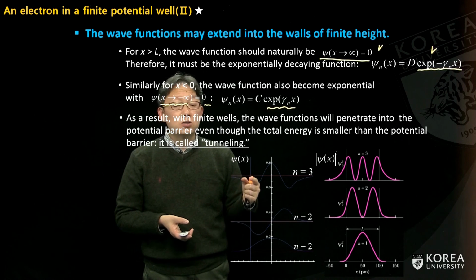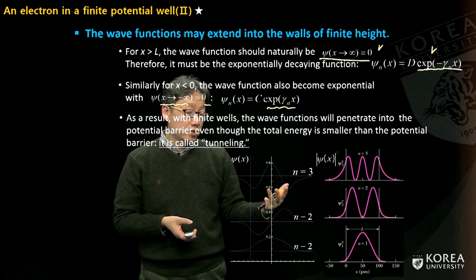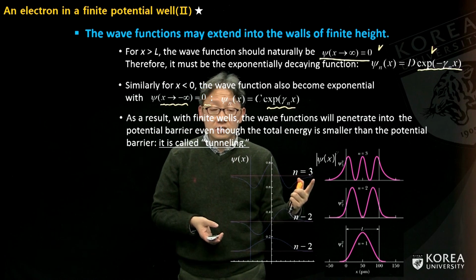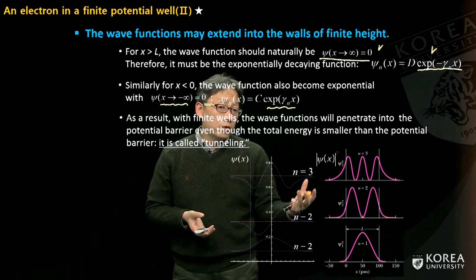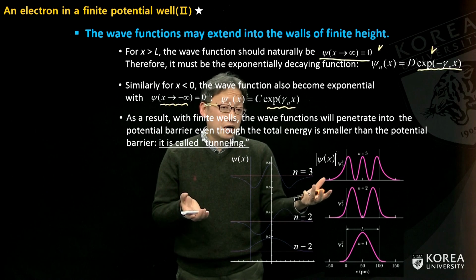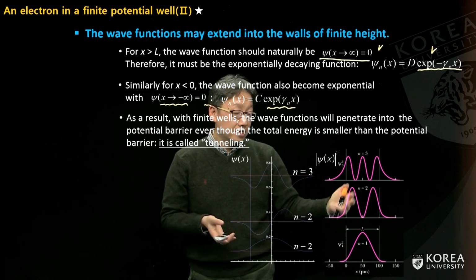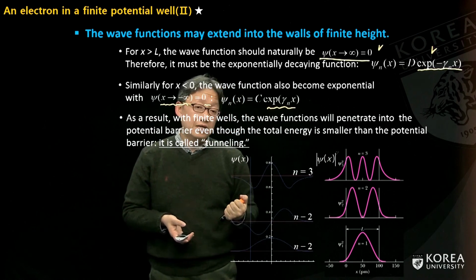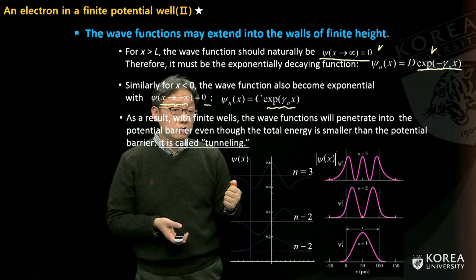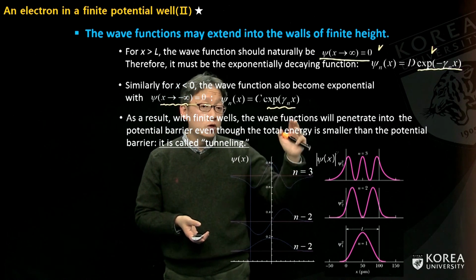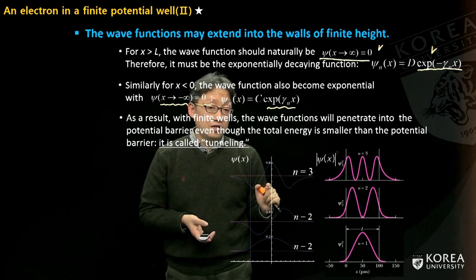This phenomenon is called tunneling, or quantum tunneling. This phenomenon does not happen in classical physics. Think about a baseball inside a certain box. The baseball cannot penetrate into the wall, right? So this type of tunneling is strictly a quantum phenomenon. And this happens when you have a potential well which is lower than infinity, okay?